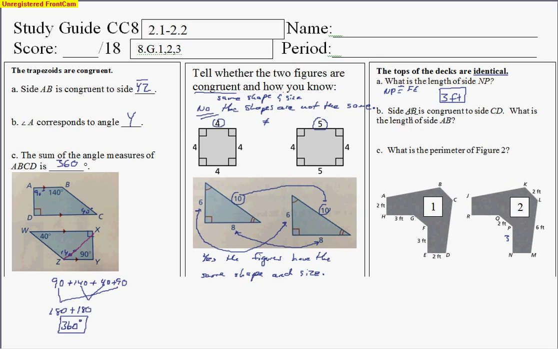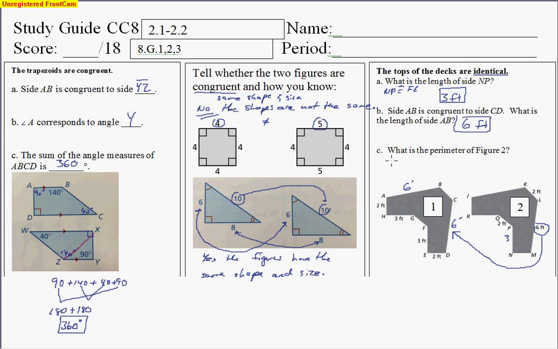And then side AB is congruent to side CD. So AB and CD are congruent. They're exactly the same. So what is AB? Well, I don't know by looking at this figure, so I have to go over to the other figure. And JK is corresponding to AB. And that does not help me out because I don't know what JK is. Now, if I look at LM, I know this is 6 feet. And this one right here corresponds to CD. And since CD is congruent to AB, I know that CD is 6 feet and AB is 6 feet. So they're both 6 feet. So we'd say 6 feet right here.